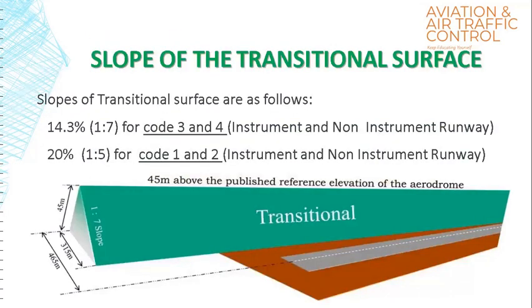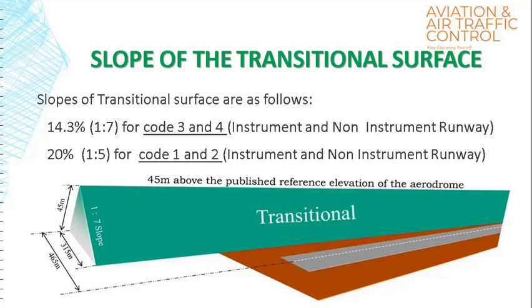So this will give us a better understanding. Here, some of the values have been shown in terms of side slope in percent for the transitional surface. For a code 3-4 runway, the transitional surface starts at the edge of the runway strip and extends upward and outward with a slope of 14.3%. So it means that for every 7 meters of lateral distance away from the runway strip, we get a clearance height of 1 meter.